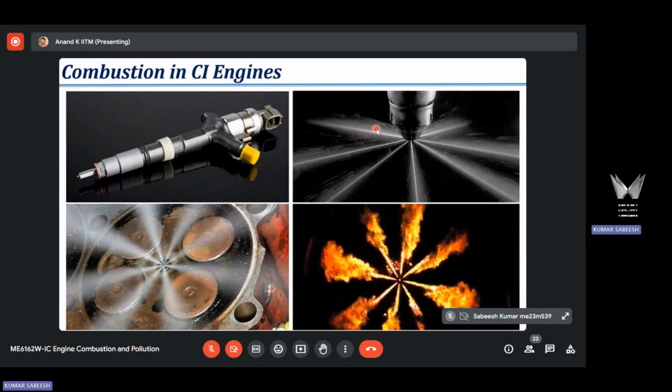And then once the ignition gets started, it will spread throughout the spray region, as you could see here in the final image. So ignition spreads and the burning of the entire fuel-air mixture will start to happen.